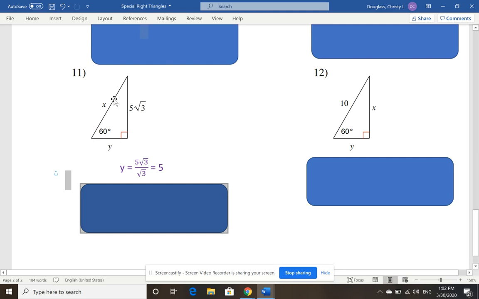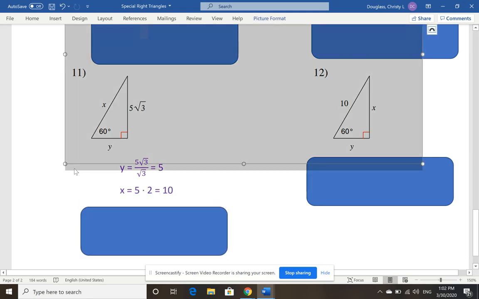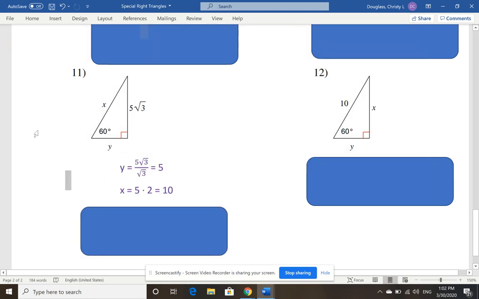Now the hypotenuse, if you'll recall, can be found by taking the short leg and multiplying by 2. So we're simply going to take 5 and multiply it by 2, and we get 10. All right, if you haven't already tried question 12, go ahead and pause this video, see if you can answer question 12, and then come back to me.